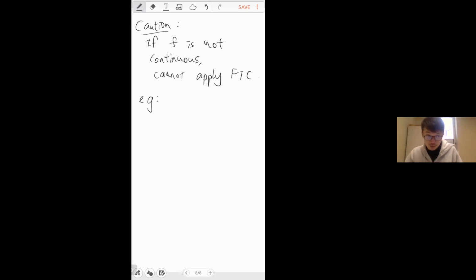So let's consider the function 1 over x squared from -1 to 3. So if I use the fundamental theorem of calculus naively, what should this be? So if I'm very naive and use the fundamental theorem of calculus, what should it be? What would I do?